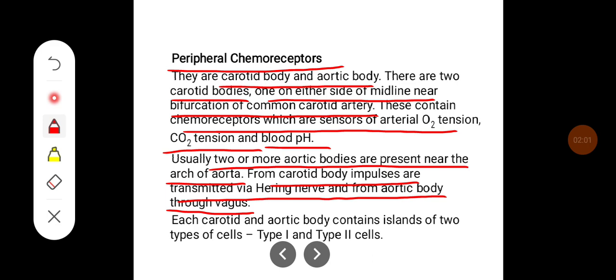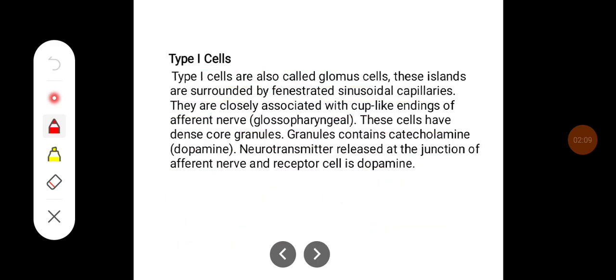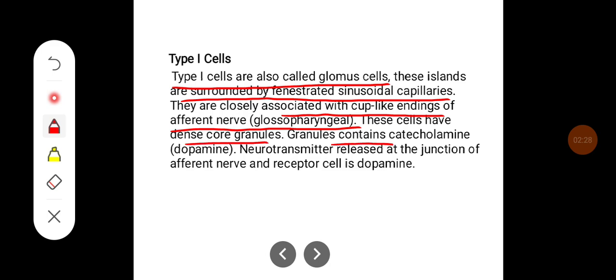and 10th nerve. Each carotid and aortic body contains island of two types of cells, that is type 1 and type 2 cells. Type 1 cells are also called as glomus cells. These islands are surrounded by fenestrated sinusoidal capillaries. They are closely associated with cup-like endings of afferent nerve, that is glossopharyngeal. These cells have dense core granules. Granules contain catecholamine, which is a dopamine.